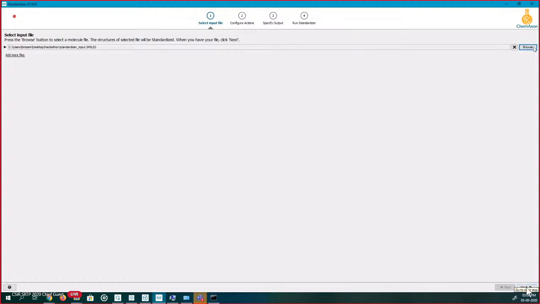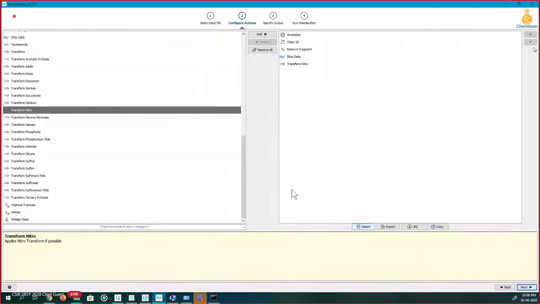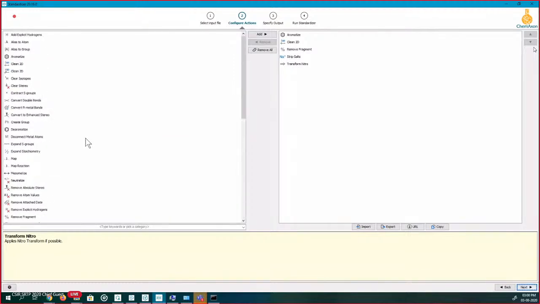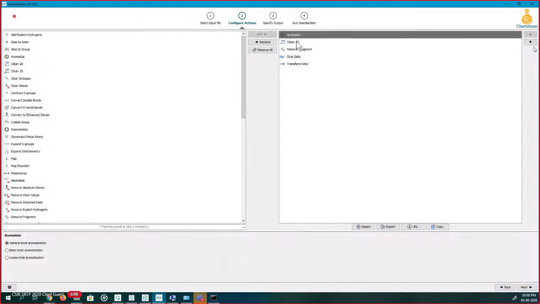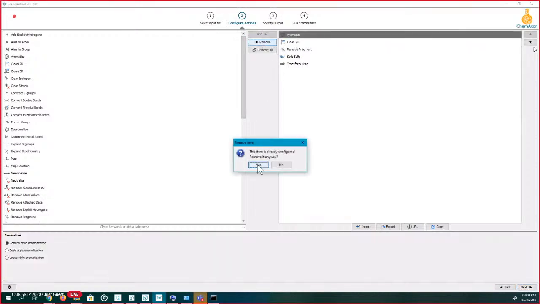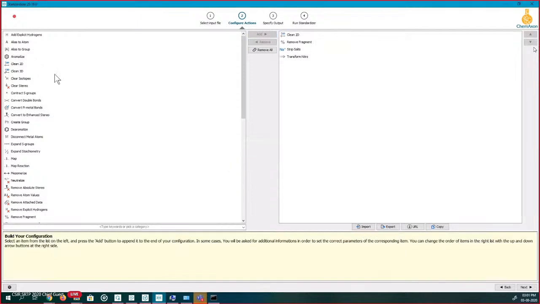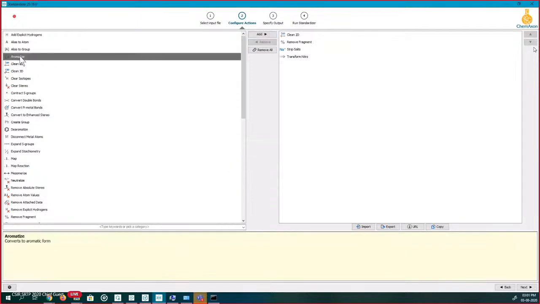And then I click next to go to the next screen. So here, you see on the left hand side, there are lots of actions available. You can choose them, you can configure them in different order. So for example, on the right hand side, you see aromatize. I will just remove the aromatize action and show you how to bring it here. So to aromatize your input molecule, you will select that and click add. So like this, I have added these four or five actions.